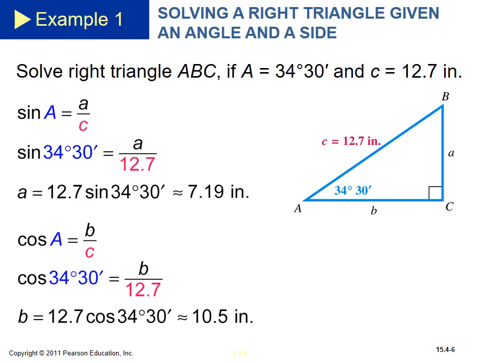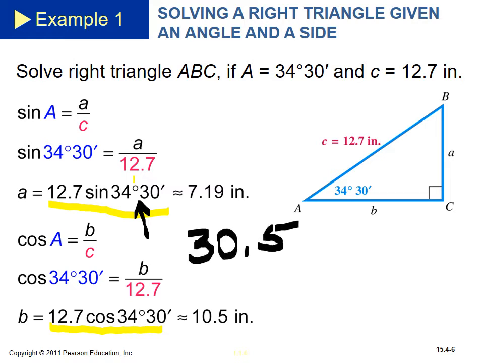And on some of your better graphing calculators, you can literally just type it in just like this. Now you're going to have to convert 34 degrees 30 minutes to 34.5, right? Because 30 minutes is half a degree. So on some of your calculators, you're going to have to actually do that. On others, you can actually put in the minutes and seconds.